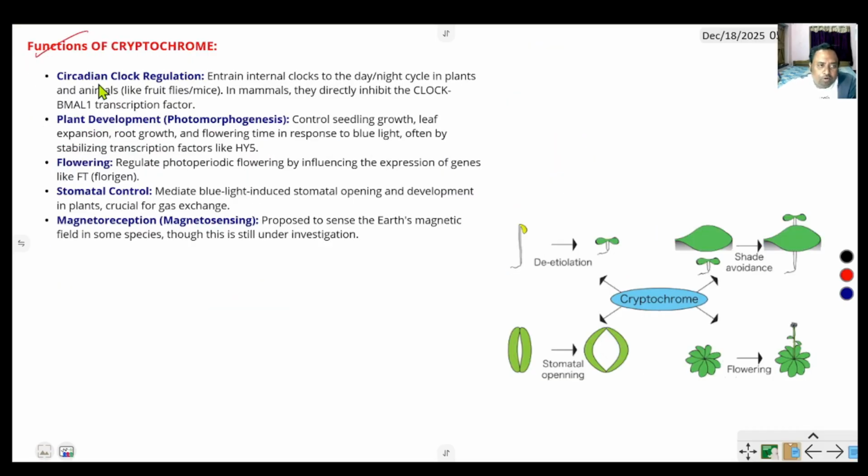Major functions are circadian clock regulation, and plant development like photomorphogenesis by activating the HY5 hypocotyl elongation gene 5, the flowering process by activating florigen, and stomatal control that is crucial for gaseous exchange. Magnetoreceptors are proposed to sense the earth's magnetic field in some species, though this is still under investigation. They also perceive gravity or the magnetic force of the earth. I think you understand the cryptochrome.